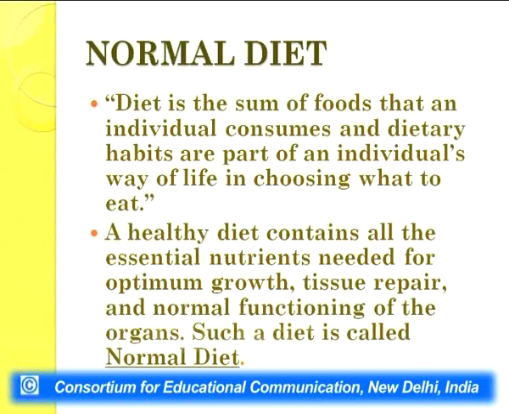When I talk about healthy diet, it contains all the essential nutrients. As we discussed in our previous class, the nutrients and the recommended dietary allowance of those essential nutrients, you must keep in mind those essential nutrients and recommended dietary allowances to understand the normal diet. So, a healthy diet which contains all the essential nutrients which are optimum for growth and regulatory function of the body, such a diet is known as normal diet.